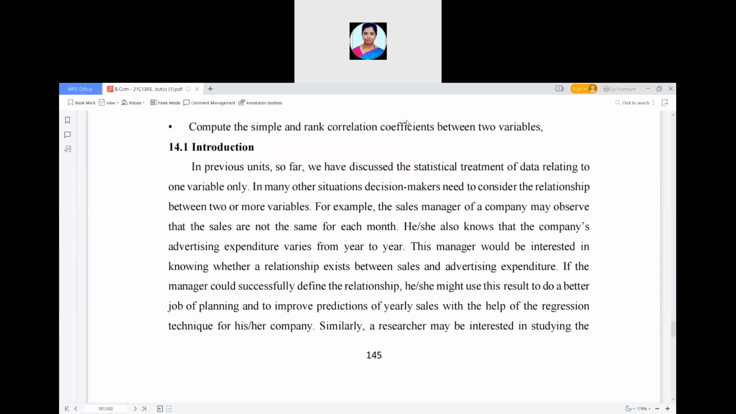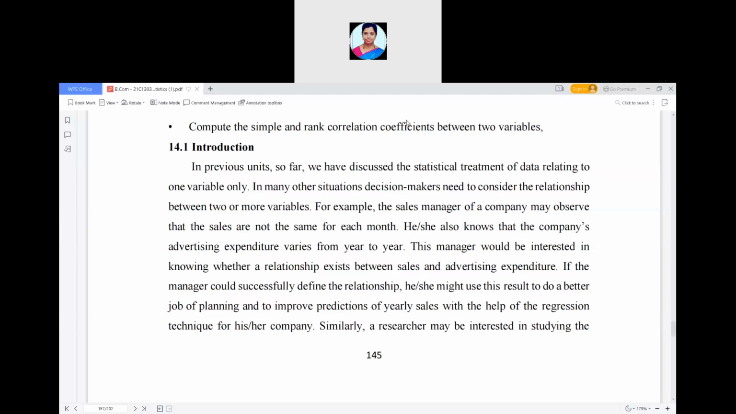In the previous units, we discussed the statistical treatment of data relating to only one variable. In many other situations, decision makers need to consider the relationship between two or more variables. For example, the sales manager of a company may observe that the sales are not the same for each month. They also know that the company's advertisement expenditure varies from year to year. However, he must be interested in knowing the relationship between the sales and the advertising expenditure.